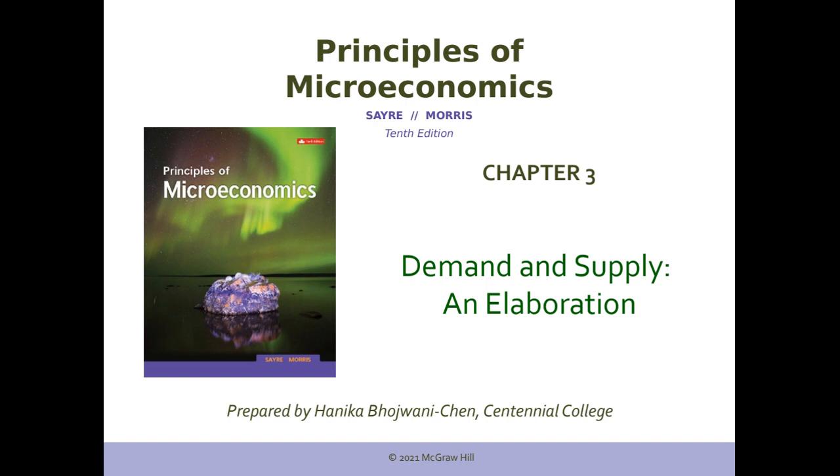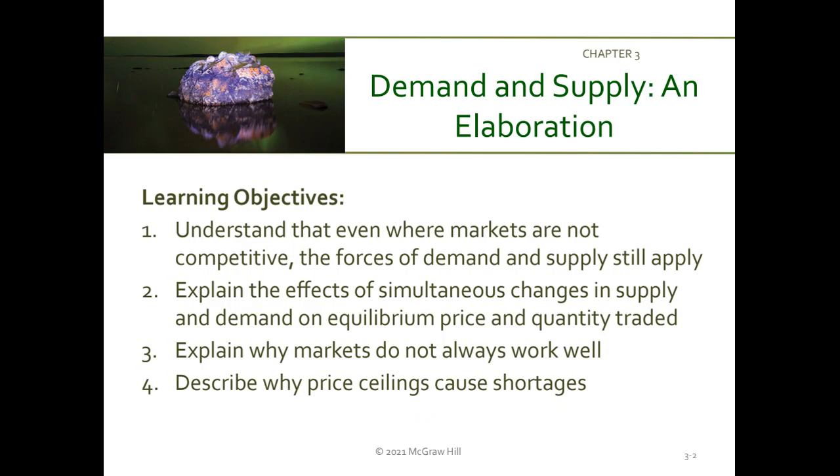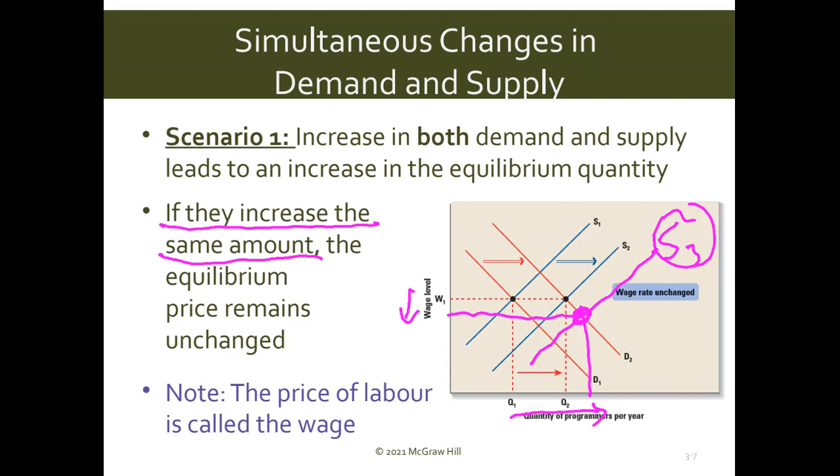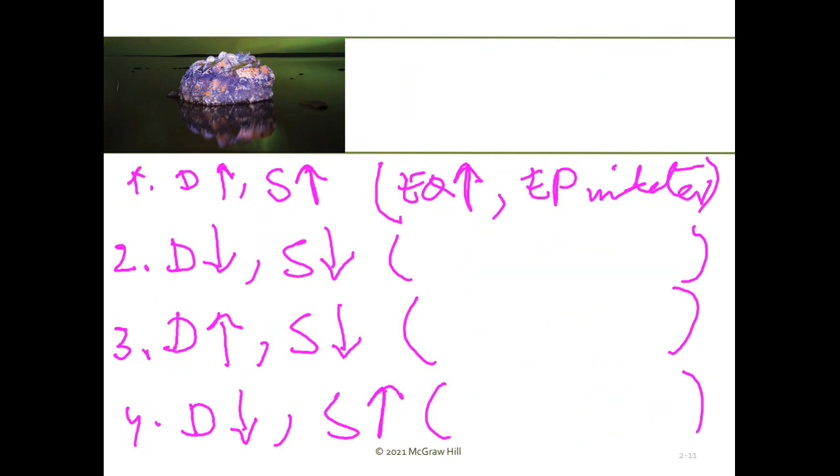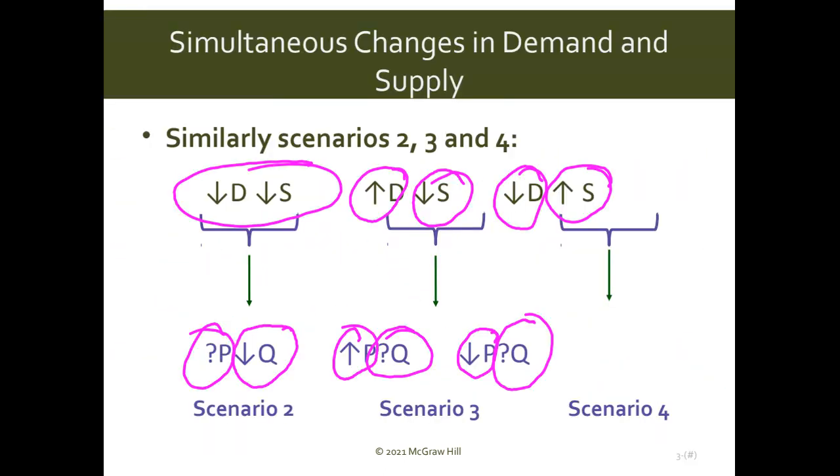Okay. So this is chapter 3. I have completed this part on simultaneous changes in demand and supply. I've discussed these 4 scenarios.